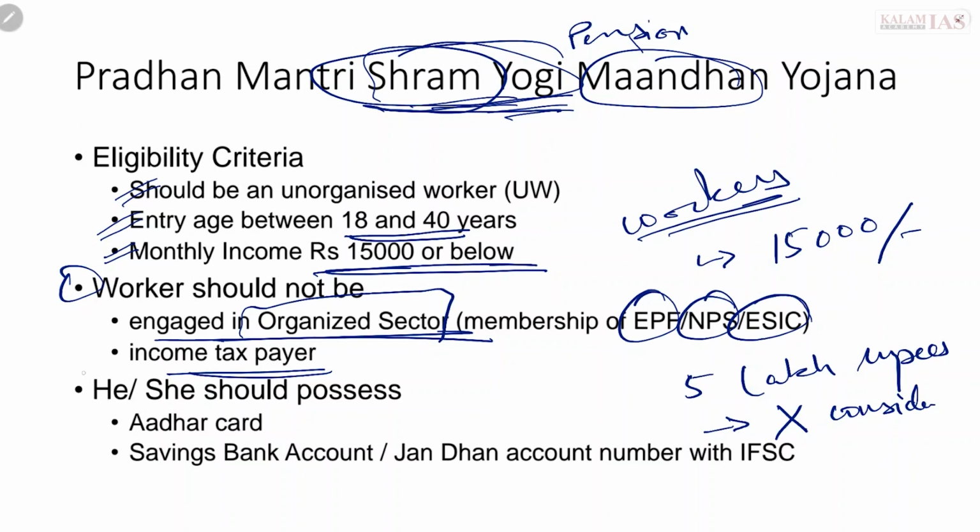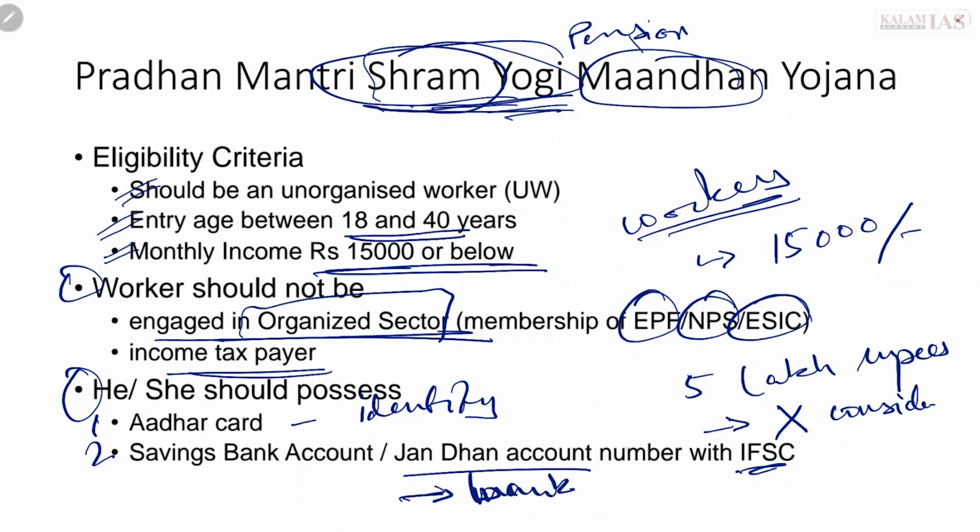Lastly, last condition is that he or she should possess an Aadhaar card as well as a savings bank account or a Jan Dhan account with the IFSC code number. Okay. The Aadhaar card provides for their identity, and the Jan Dhan card provides for their bank info to which the amount is transferred later on. So these are the basic eligibility criteria for the Shram Yogi Mandhan Yojana.